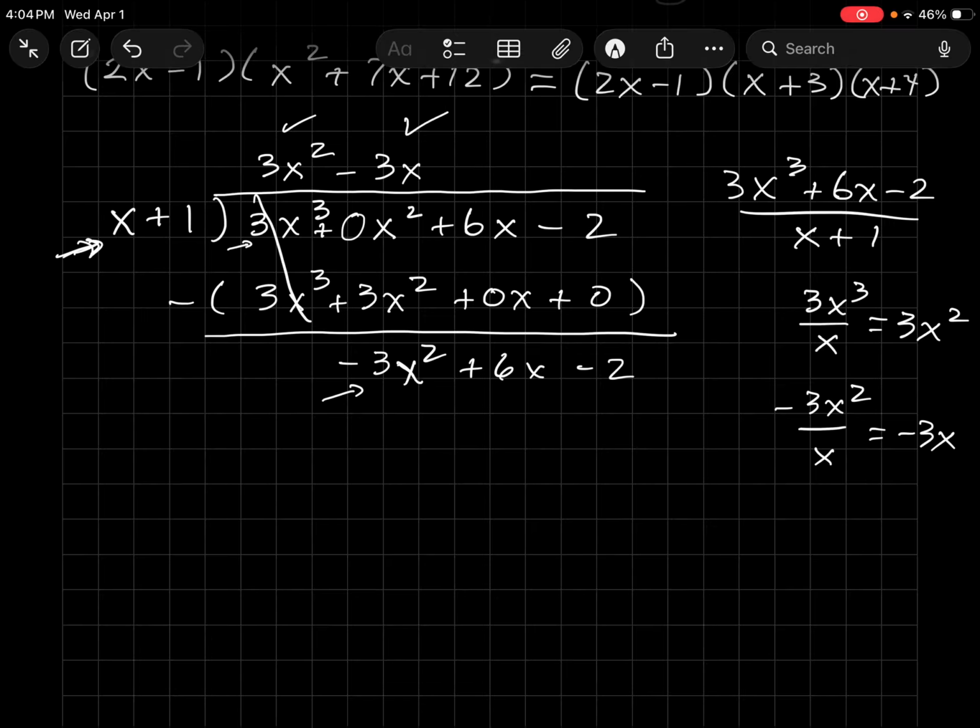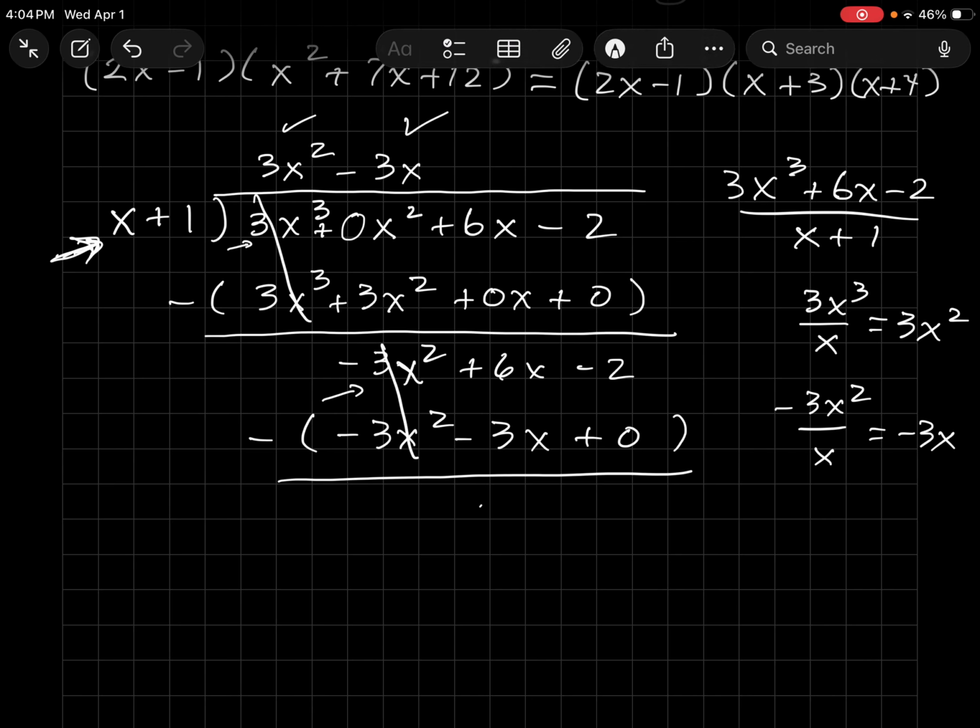Multiply this term by both terms over here. Gives me negative 3x squared minus 3x, and put a placeholder constant of 0. Let's subtract that out. Negative 3x squared minus negative 3x squared, gone. 6x minus negative 3x gives me 9x. Negative 2 minus 0 gives me negative 2.